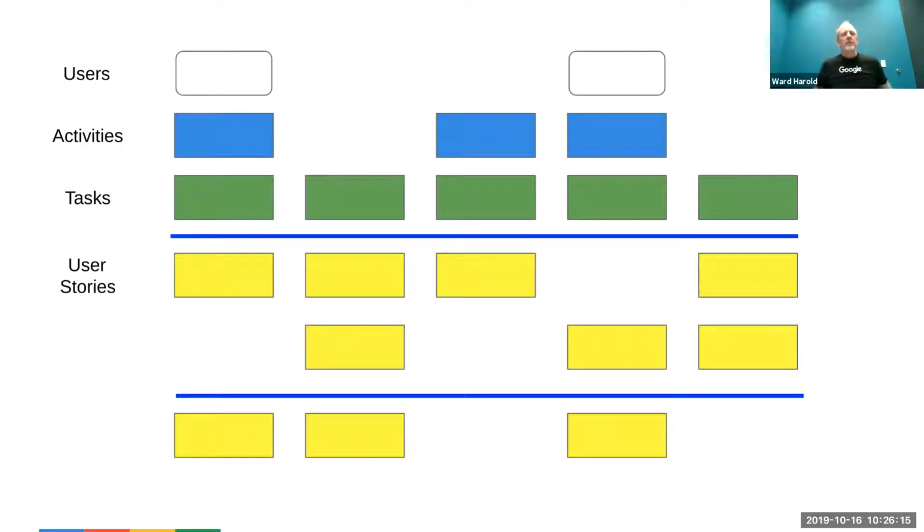You have activities that are collections of things that these people want to do throughout the day, and those are collections of tasks. So they're expressed as collections of these lower level tasks, which are kind of like groups of user stories. And the user stories are what we just talked about.